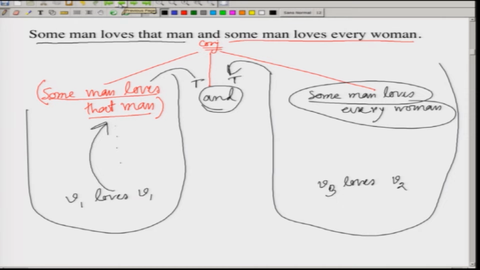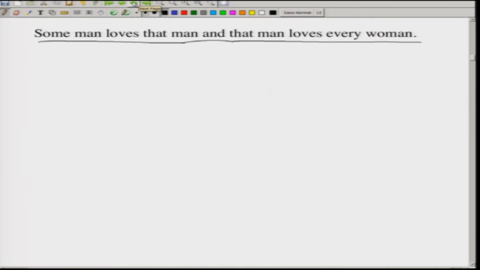The first one is: some man loves that man and some man loves every woman. It sounds very much like: some man loves that man and that man loves every woman, but they're completely different. These are two different sentences.